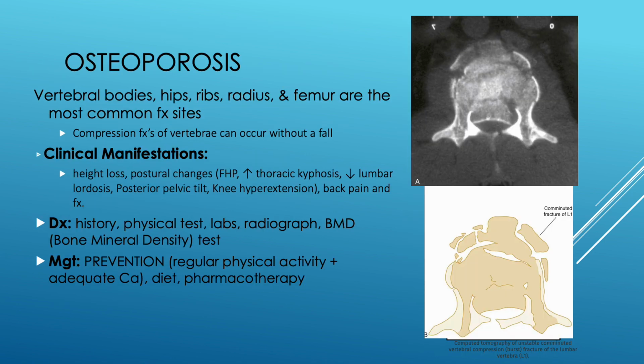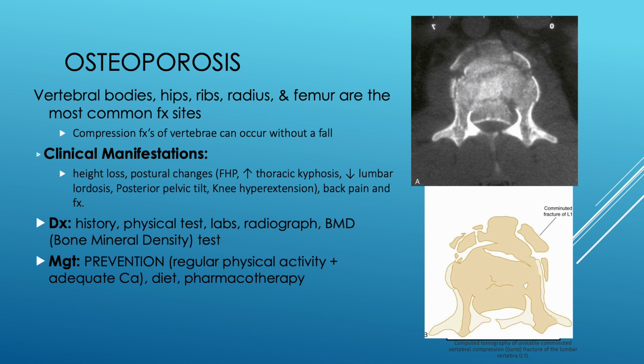Common fracture sites include vertebral bodies, hips, ribs, radius, and femur, which are the most common sites for fractures in individuals with osteoporosis. Compression fractures of the vertebrae can occur spontaneously without falls. Clinical manifestation would include height loss. Osteoporosis can lead to gradual loss in height due to compression fractures of the vertebrae.